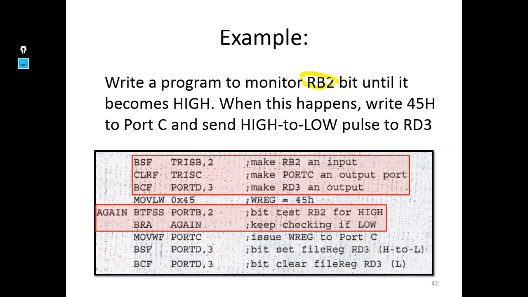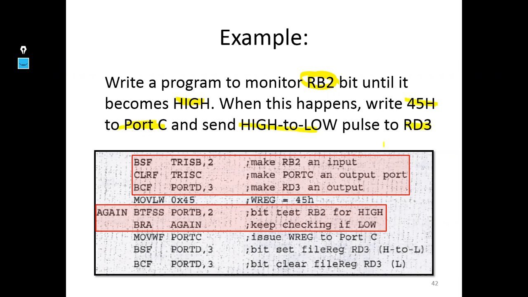So to monitor RB2, suppose that we have, for example, a sensor connected on B2, or we have a push button, or we have a switch connected on B2. Okay, so when B2 becomes high, we have to write 45 on port C, and we have to send high to low pulse on D3.